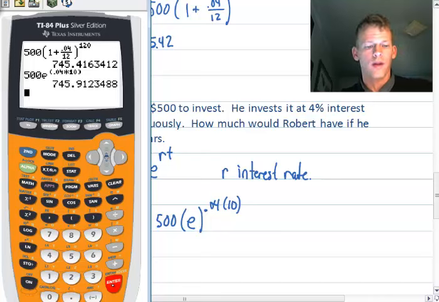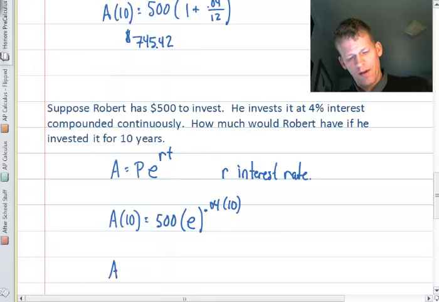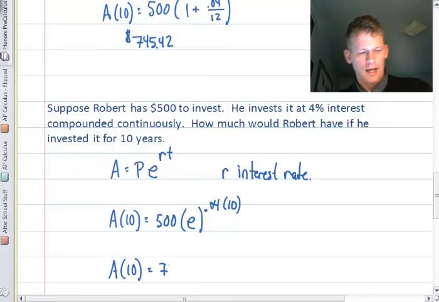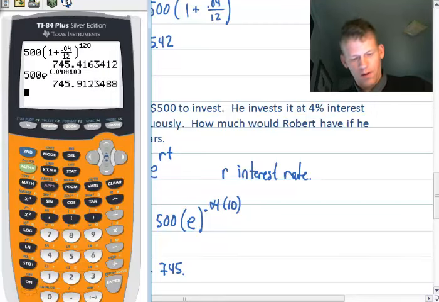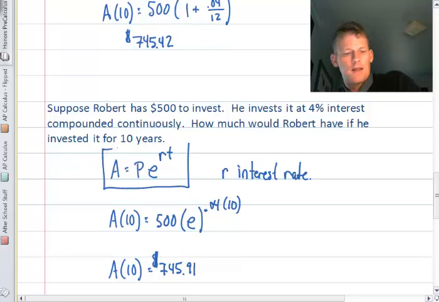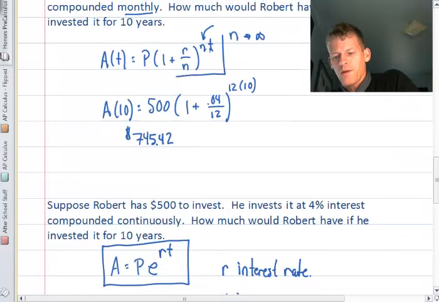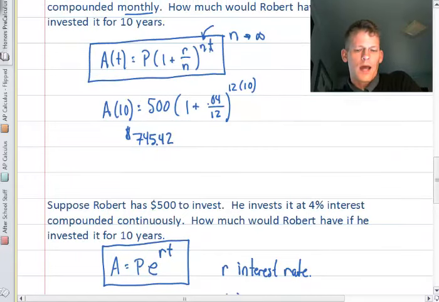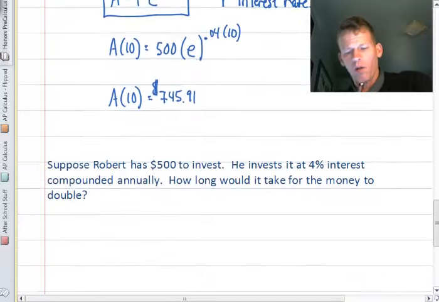And this would be the limit to what type of money I could make, because I can't compound any more than continuous compounding, and that would be $745.91. So the amount at 10 years would equal $745 and 91 cents. So that is a variety of problems that we would use. Remember the difference between the amount equation when we have continuous compounding and the amount equation for when we have discrete compounding.